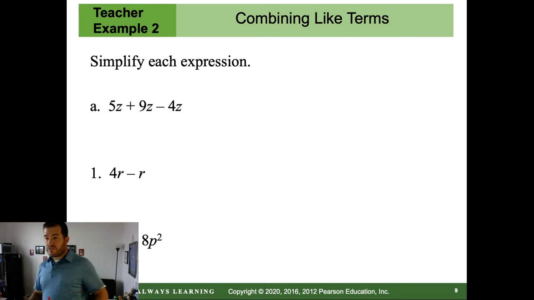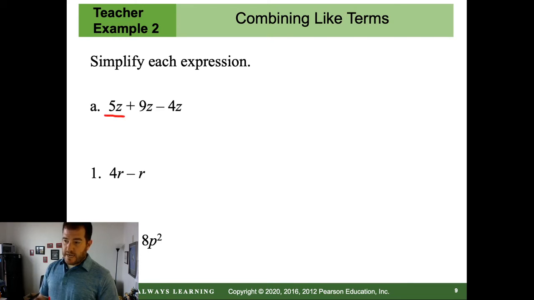So what I'm going to talk about is the first one. If I asked you in A how many terms there are, how many would you say? Well, I see a term of 5z, I see a 9z, and I see a negative 4z. So I'm counting those as 3 different terms. So then, combining them, I think I can combine these first.